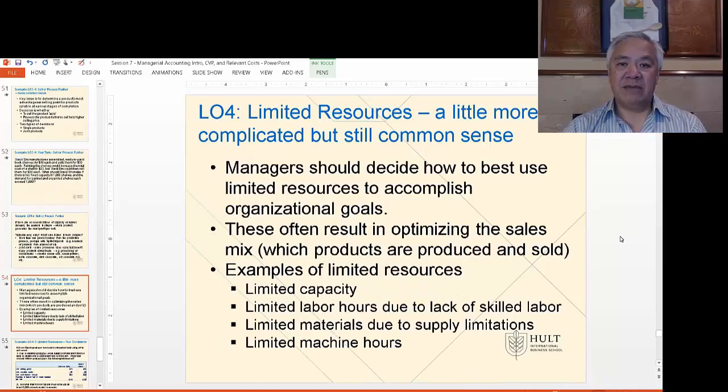Learning objective 4 is limited resources. In this case, we have constraints on one or more resources, and what do we do? How do we make the most money? Capacity might be limited. In the example of the 1,000 units of chairs, that was a constraint.